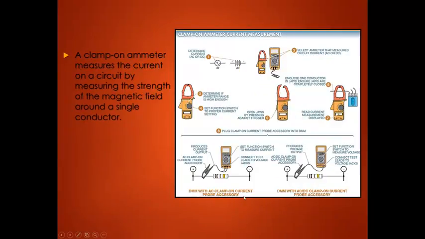A clamp-on ammeter eliminates that problem with having to break the circuit. A clamp-on ammeter measures the strength of a magnetic field around a single conductor. So basically you clamp the clamp-on ammeter around a conductor you want to know how much current is flowing through, and it measures the current in that conductor. The reason it works is that current run through a conductor generates a magnetic field, and this ammeter picks up on the intensity of that magnetic field.